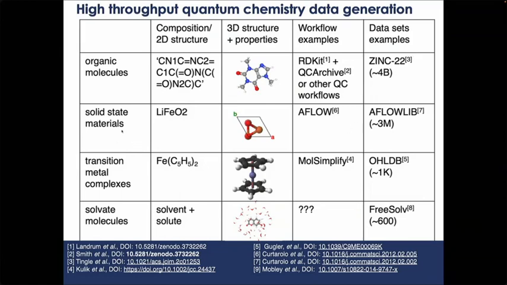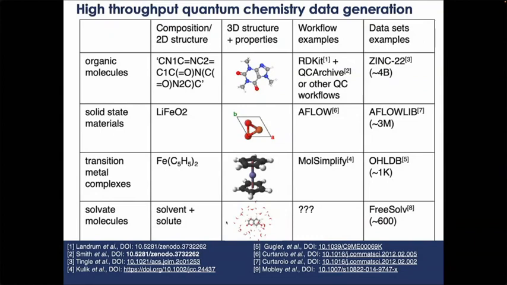For example, for solid state materials, AFLOW can generate libraries with millions of materials. And for transition metal complex discovery, for example, molSimplify can build the initial structure of the transition metal complexes, starting from their composition, and then finally do the quantum chemistry calculation and easily generate thousands of results.